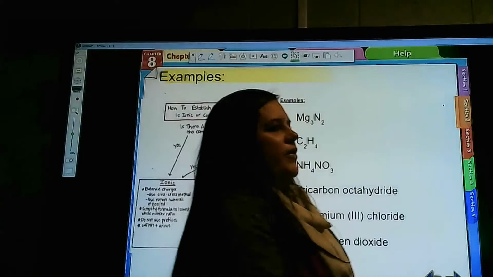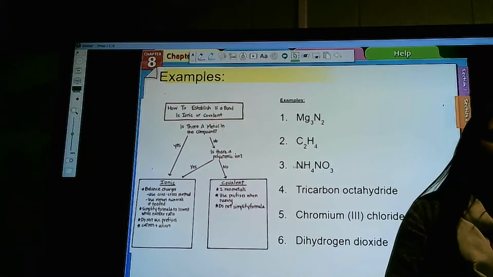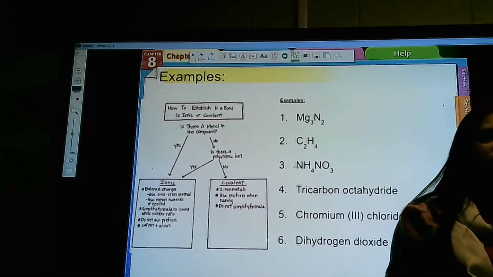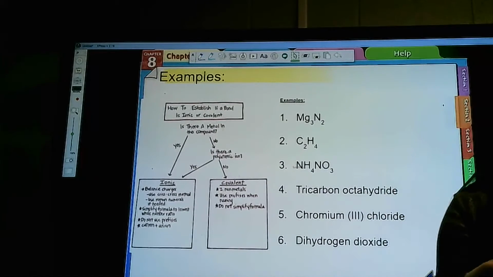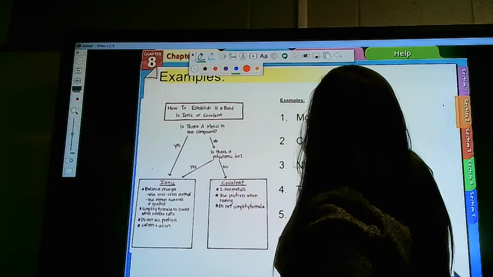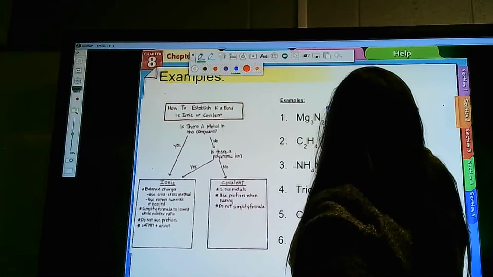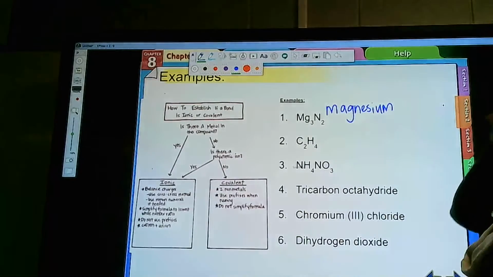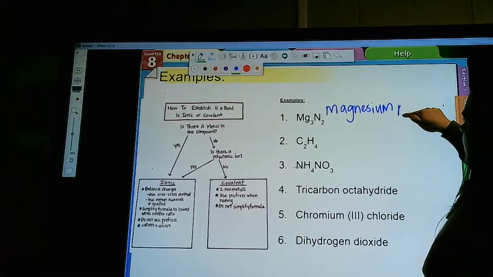So the first example here, we have Mg3N2. Is this ionic or covalent? It is ionic because magnesium is a metal. So that's your sign, okay? So that means we follow the protocol for naming ionic compounds. We're just going to say the element's name for the first one, which is magnesium. I don't have to do anything else because magnesium is not a transition metal. And then I just add the -ide suffix, so it's magnesium nitride.